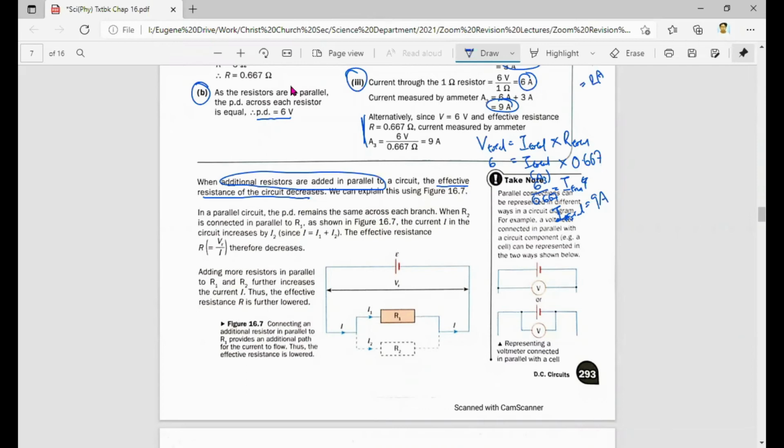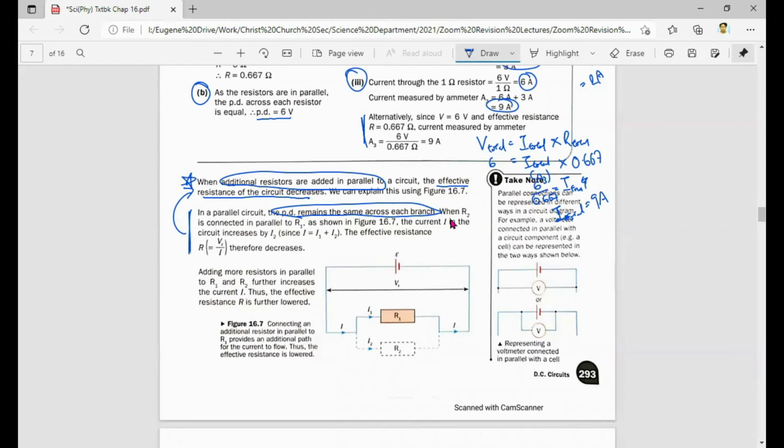Next thing, in a parallel circuit, the PD remains the same across each branch. This is what we already have picked up from the previous part. So when R2 is connected to R1 in parallel, we know that the current will increase. Therefore, the effective resistance actually decreases. This is an explanation of this part over here. So this is the key point, an explanation to emphasize on this because the PD is the same.